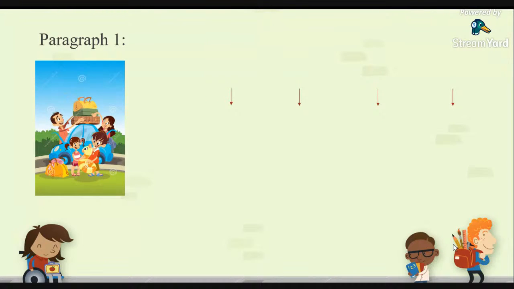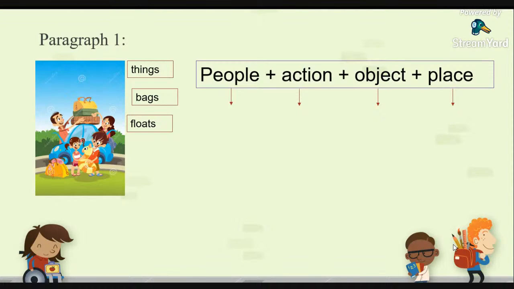Second picture. Gambar kedua. Okay, after we pack all the food and stuff, we will put things. What do you see in the picture? We see things. Okay, bags, float, semua tu things lah tu. Bags, floats. Float tu apa? Float tu pelampung. Of course, when we go to the beach or to the swimming pool or to the waterfall, we will bring our float, kan? Nak buat ayat je, when we want to make a sentence, think about these 4 elements. People, action, object, and place.